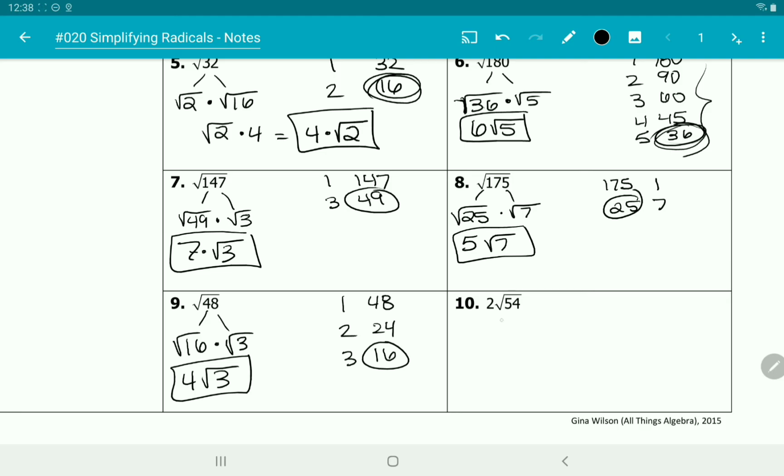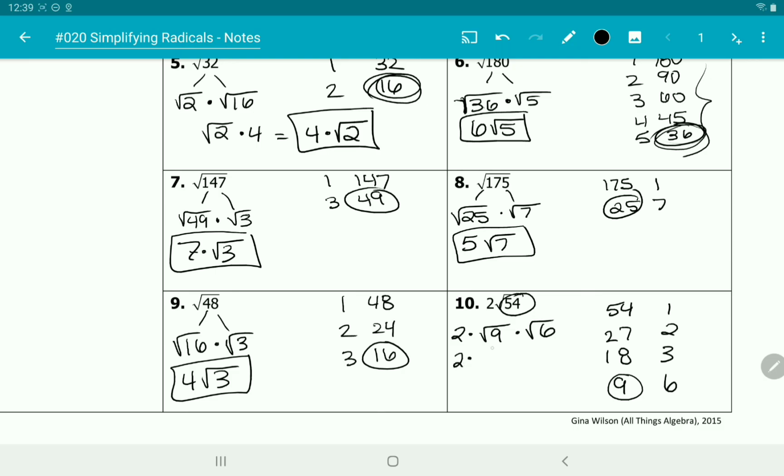This one, whatever we split it up into, we're going to keep this 2 on the outside, and we're still just going to look at the number underneath the square root. So we have 54 and 1, 27 and 2, 18 and 3, and then we have 9 and 6. And 9 is a perfect square. So we can do square root of 9 times the square root of 6.